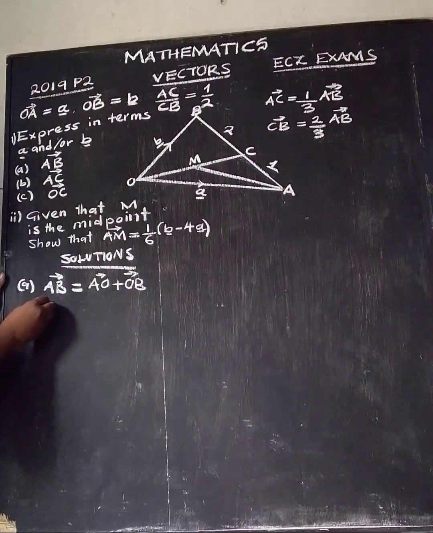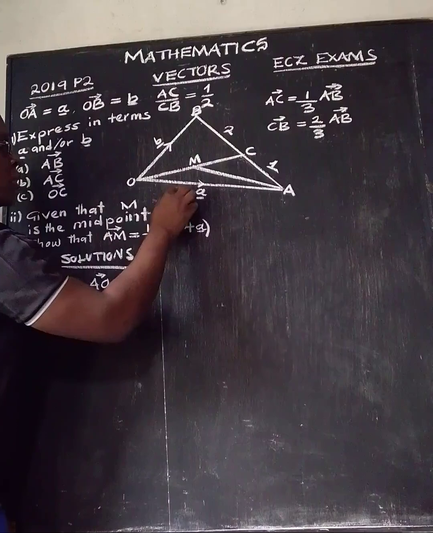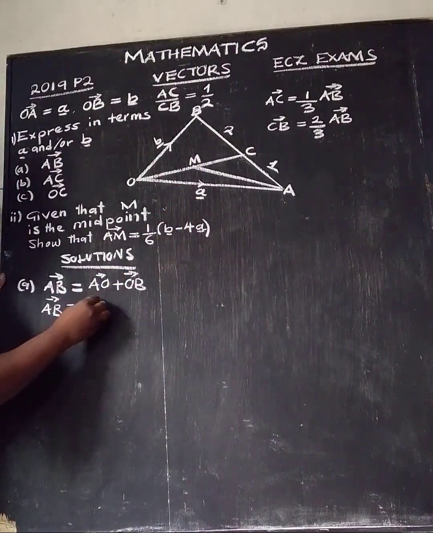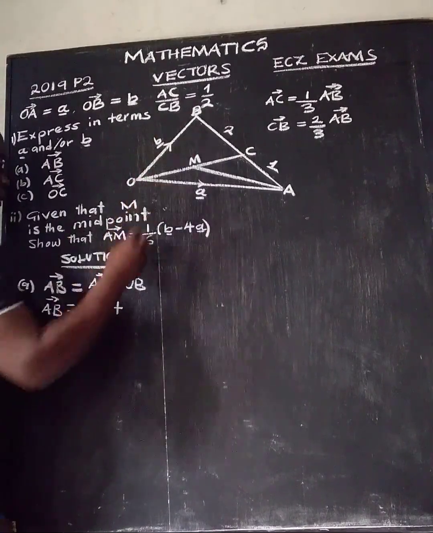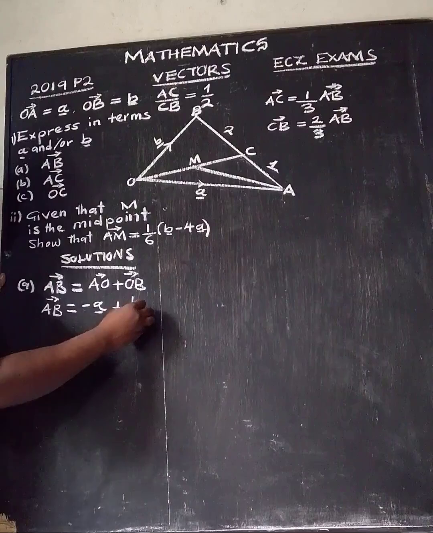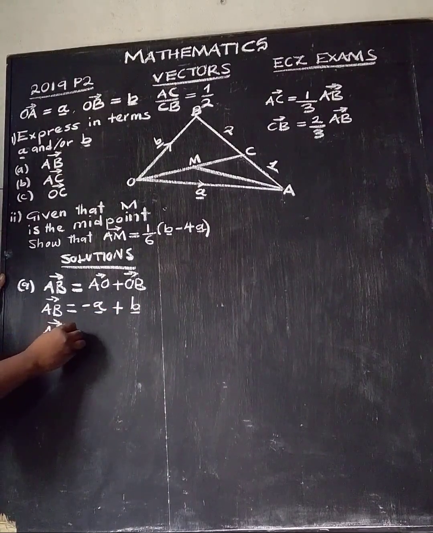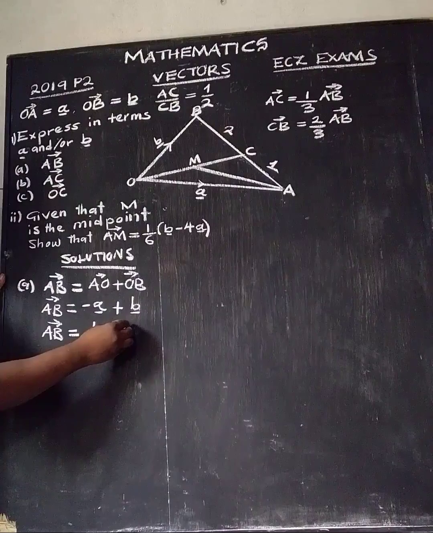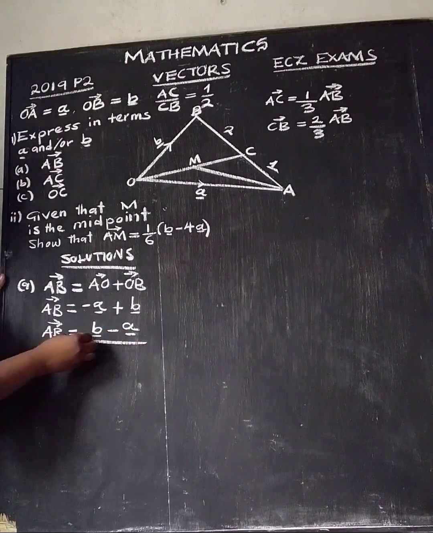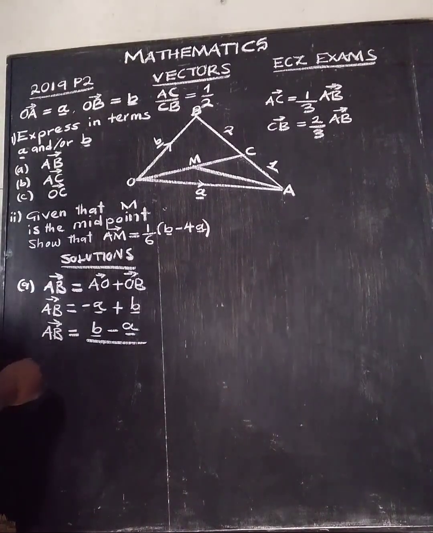Simple as that. So AB is equal to, what is AO? AO is negative vector A, plus what is OB? OB is positive vector B. So you can write the vector AB starting with a positive: vector B minus vector A. Okay, so we're done.